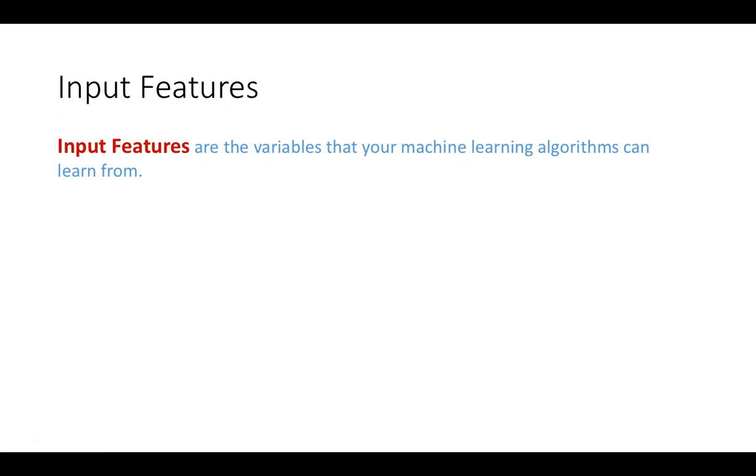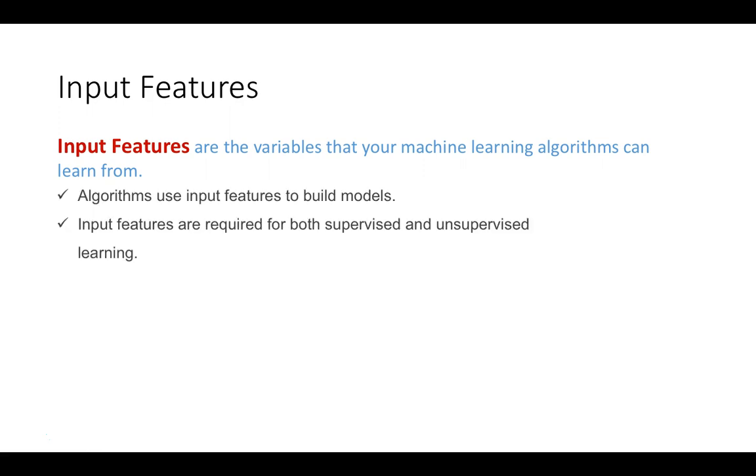Again, I used some terminology like input features. Whenever we are seeing data, there are a set of elements in the data, and we refer to them as input features. Input features are the variables that your machine learning algorithms can learn from. The algorithms that we use actually use the input features to build models. So always keep input features in mind. Input features are required for both supervised and unsupervised learning.